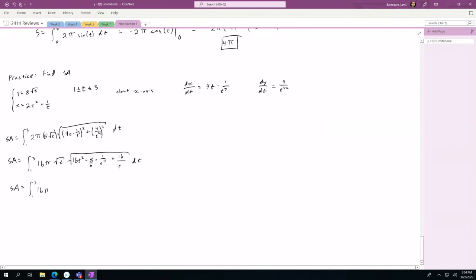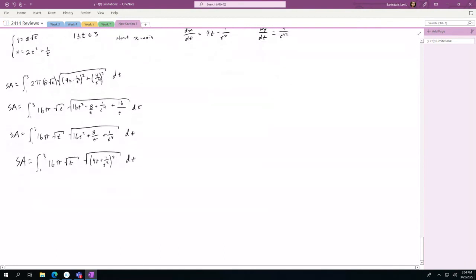So we have 16 pi times the square root of t times the square root of 16t squared plus 8 over t plus 1 over t to the 4th dt. And again, we can use the same factoring technique we did in the last one to factor this into 4t plus 1 over t squared, which then means that our surface area is equal to the integral from 1 to 3 of 16 pi times the square root of t times 4t plus 1 over t squared.